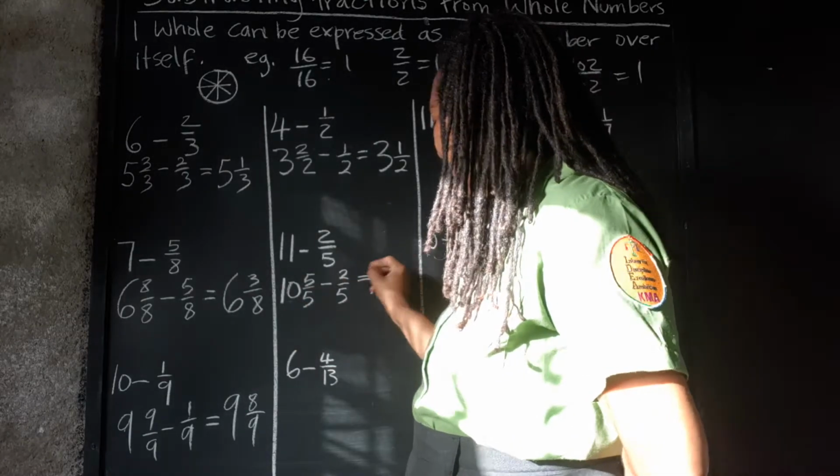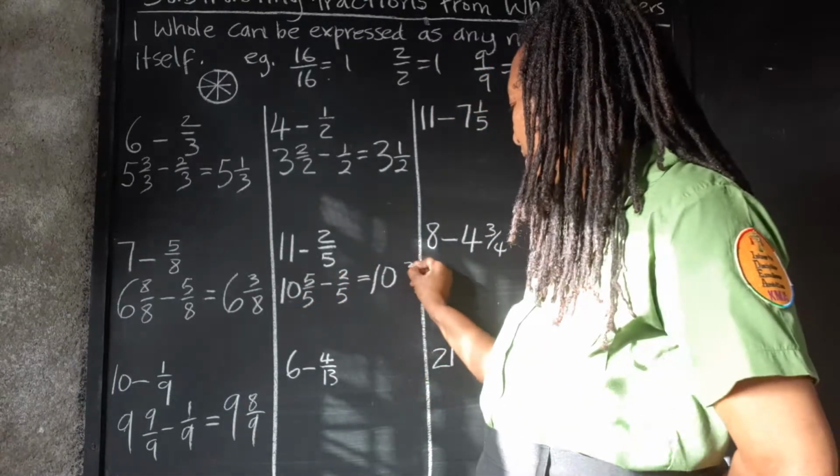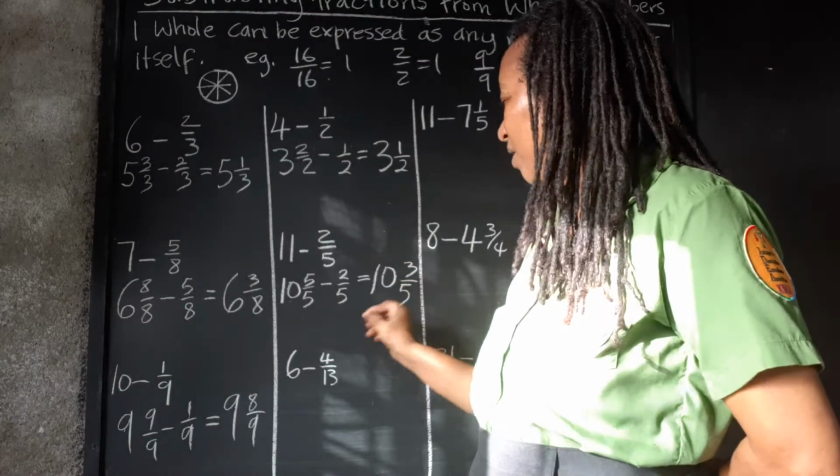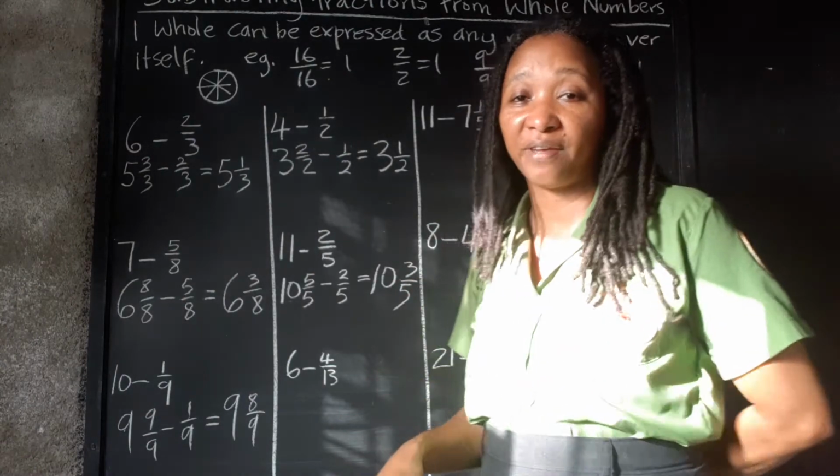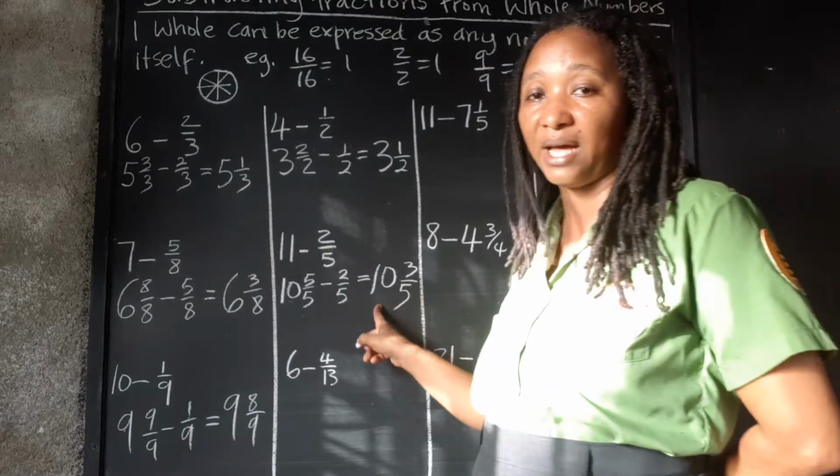Write back the 10, and then 5 take away 2 is 3, and put back the 5. So 11 subtract 2/5 gives 10 and 3/5.